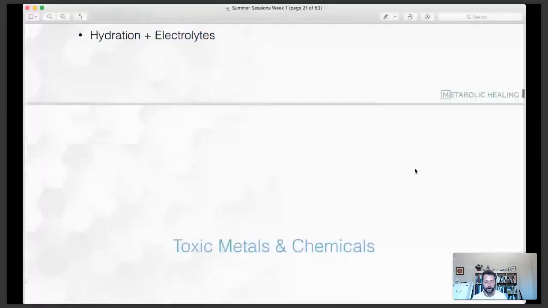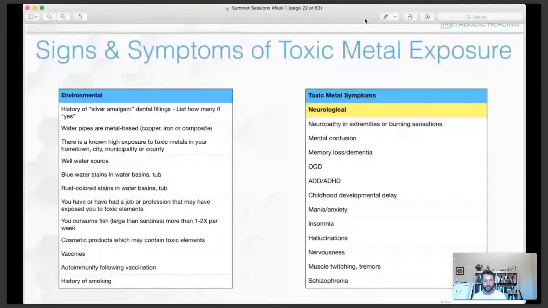Toxic metals and chemicals. We're not going to spend a lot of time on this section, but this is something that you also want to pull through your intake. Look for some very common things. Again, being an environmental detective, obviously the amalgam issue is real, and if they've had a lot of amalgams in their mouth, that's a mercury issue.